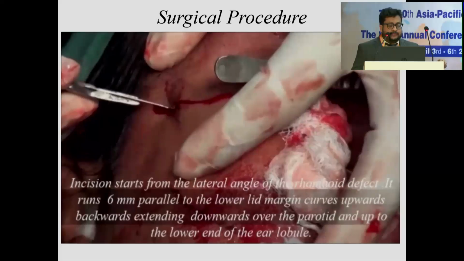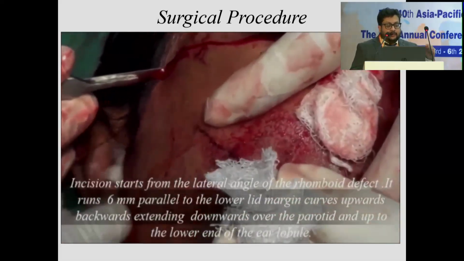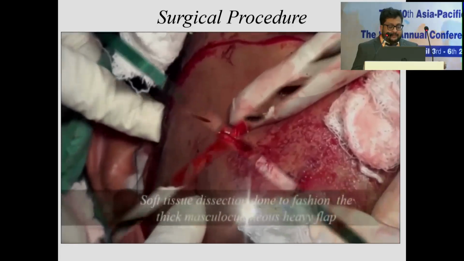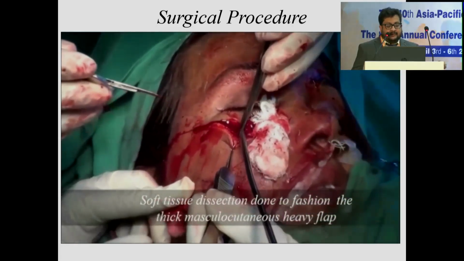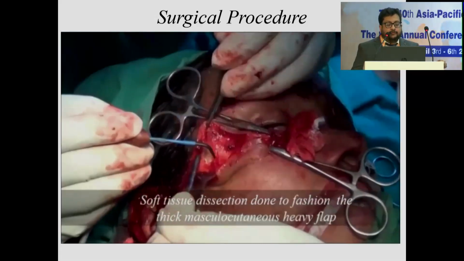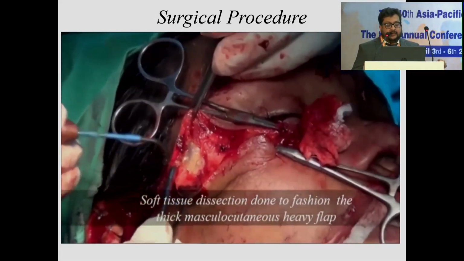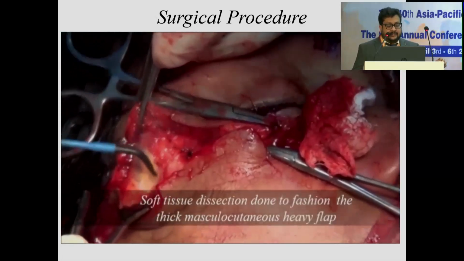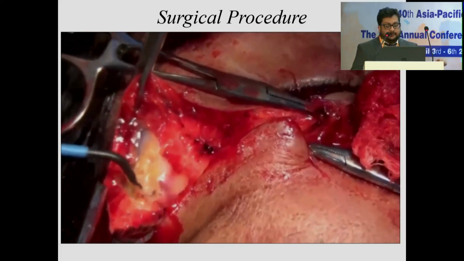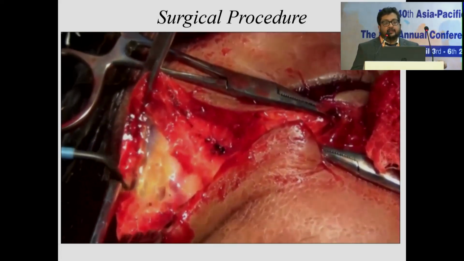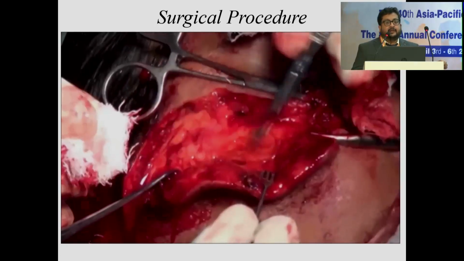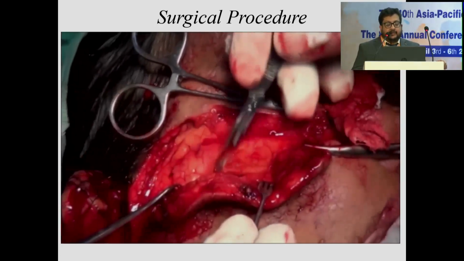With the incision, you see the incision will go down beyond the tragus of the ear, and it will cover almost the entire length of the cheek, and we have to do a very fine subcutaneous dissection so that the myocutaneous flap can be interposed to cover up the medial tissue defect in the lower lid that has been created due to removal of the tumor mass.